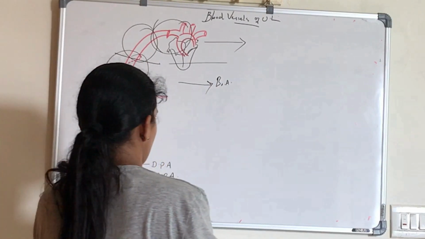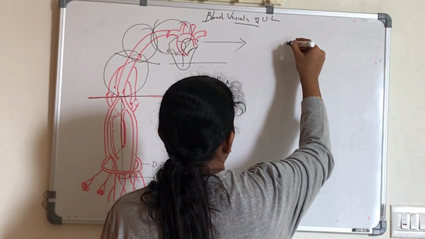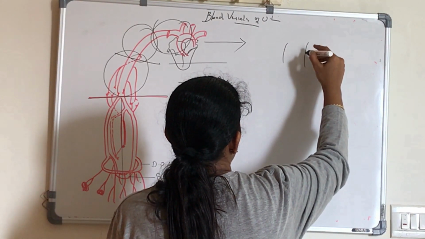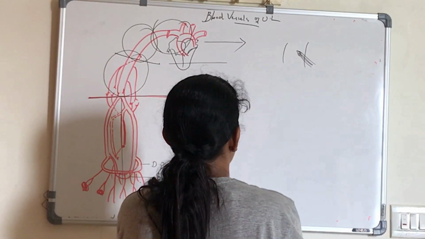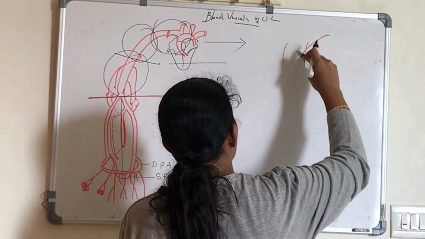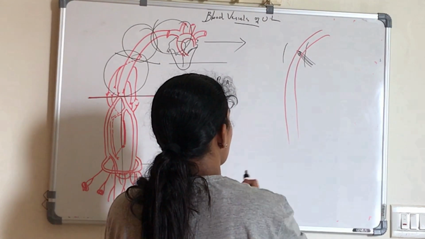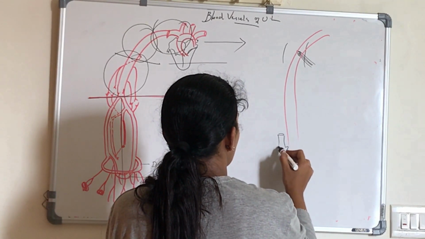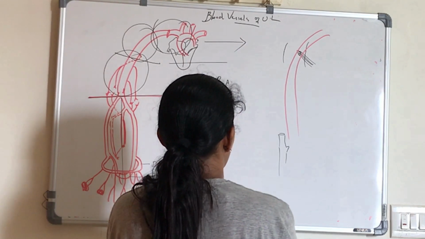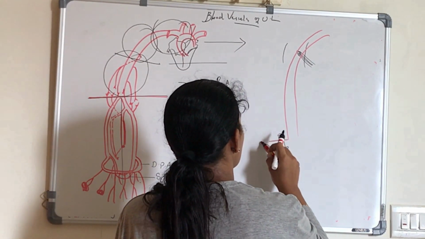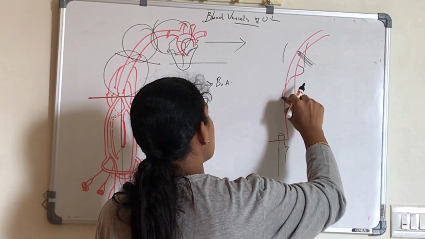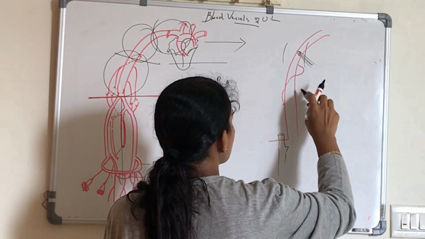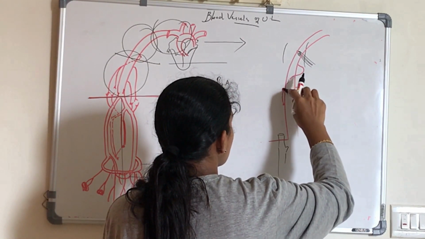Artery. It extends from the lower border of teres major to the neck of radius. So this is our teres major muscle. To the neck of radius. This brachial artery has few branches. One of the main branches is the profunda brachial artery. This profunda brachial artery runs in the spiral groove along with the radial nerve.